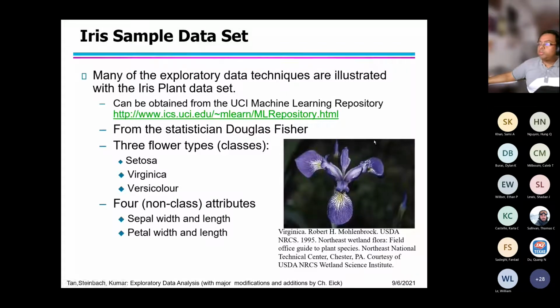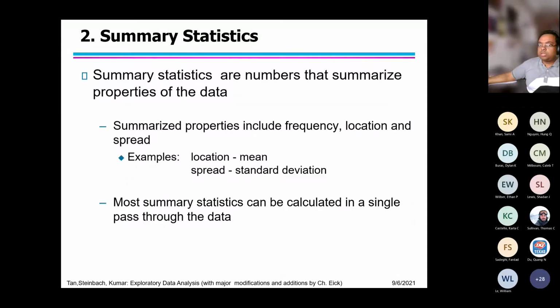So what are some summary statistics? Summary statistics are a quick way of summarizing the data. They are not always accurate, so you shouldn't rely on them too much, but they are useful. The most common summary statistics that all of you have heard of and probably used in your lives are the average or the mean and the standard deviation.